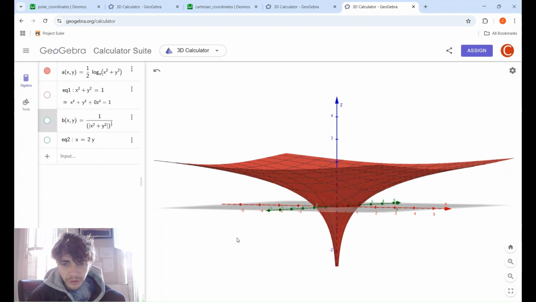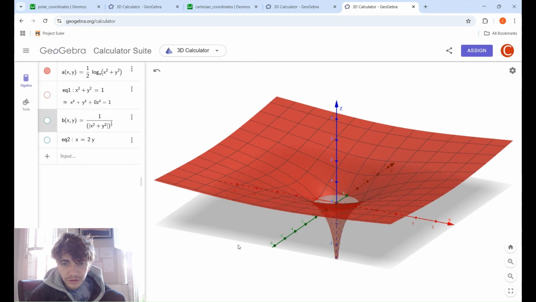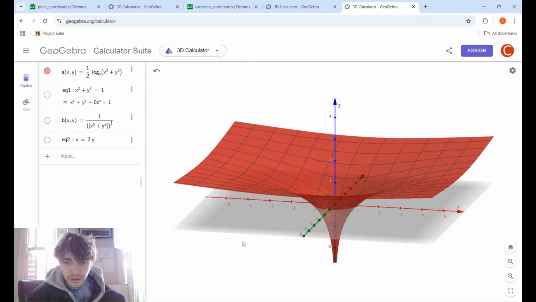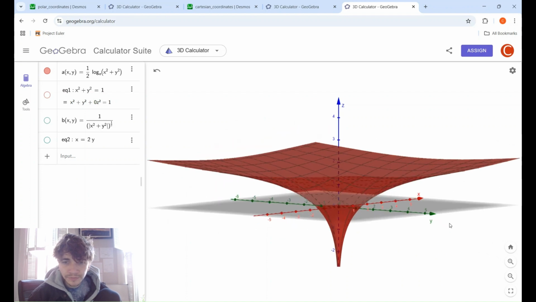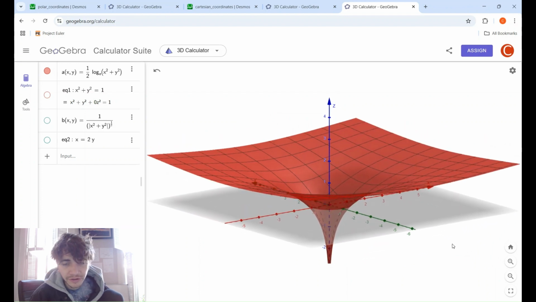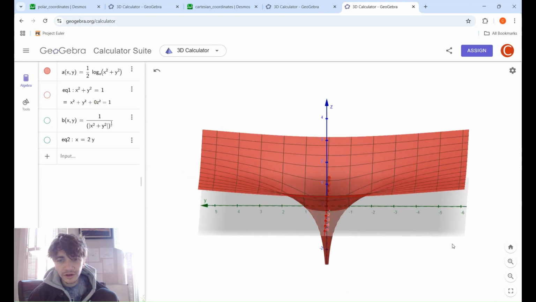Now this surface is very important. This is the surface natural logarithm of r. This turns out to be the fundamental solution to the Laplace equation in 2 dimensions. Okay, so the Laplacian of this function is equal to 0 everywhere except for the origin. At the origin, the Laplacian is a delta mass.